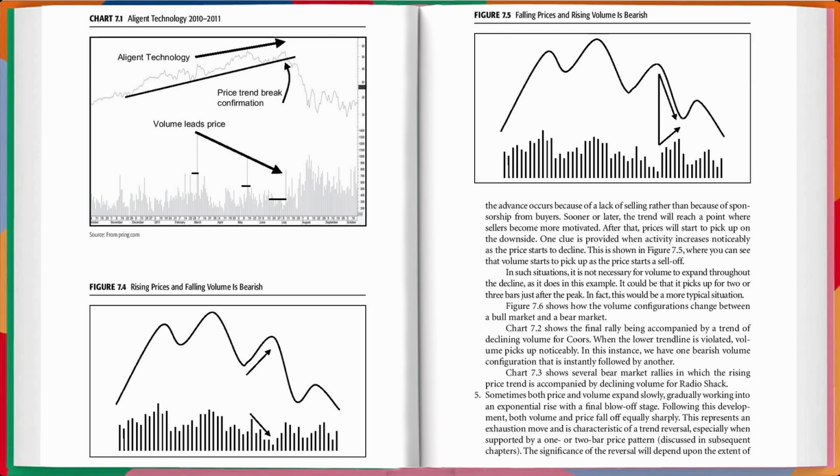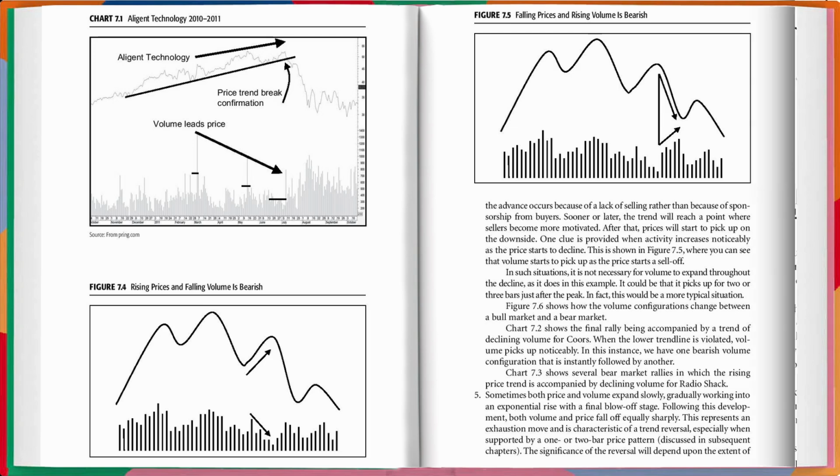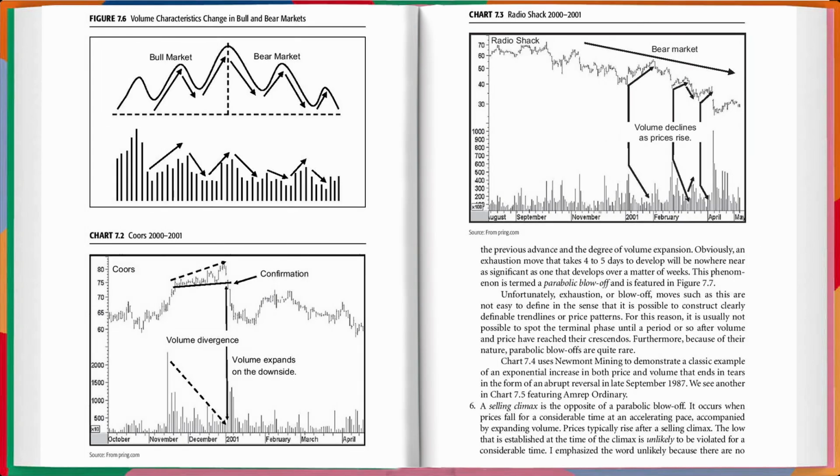The significance of the reversal will depend upon the extent of the previous advance and the degree of volume expansion. Obviously, an exhaustion move that takes 4 to 5 days to develop will be nowhere near as significant as one that develops over a matter of weeks. This phenomenon is termed a parabolic blow-off and is featured in Figure 7.7.